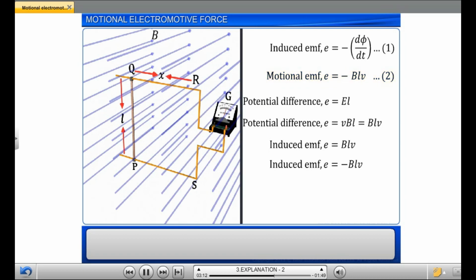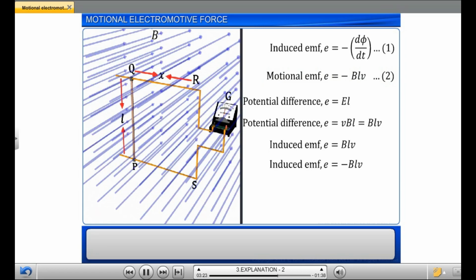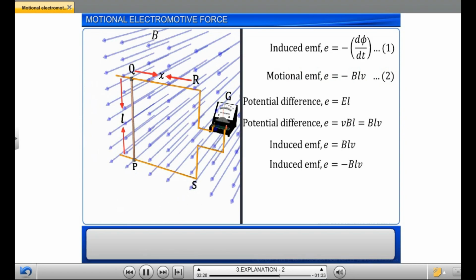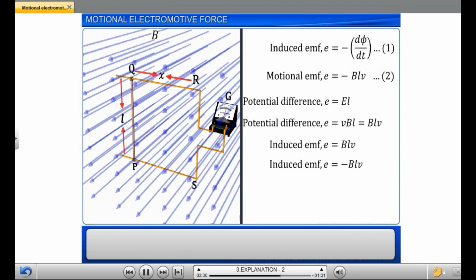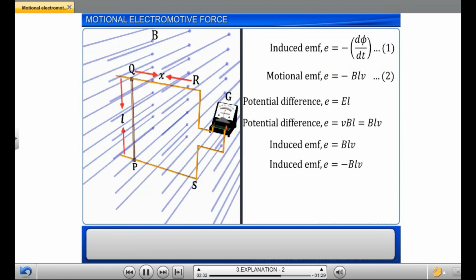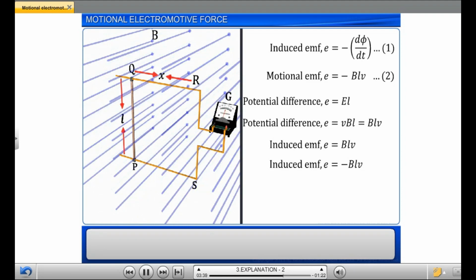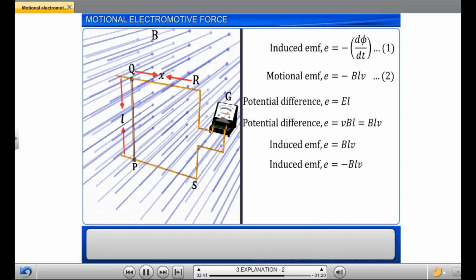Now, consider the case when the conductor PQ is stationary in the magnetic field, but the magnetic field varies with time. That is, its magnitude or direction, or both magnitude and direction are changing with time. Since the conductor is at rest, its velocity v is equal to 0, and as seen earlier, the magnetic force Fb equal to QVB is 0.